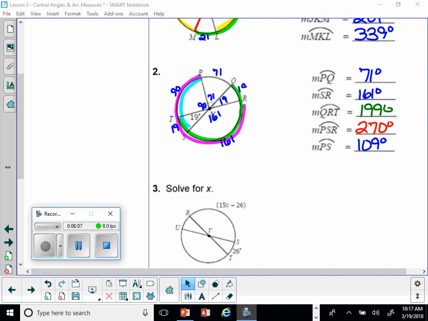Okay, I filled in everything in that diagram in blue to start with. I used supplementary angles to figure out SUR. I used complementary angles to figure out PUQ and QUR. And then I just started adding arcs together in order to solve this.